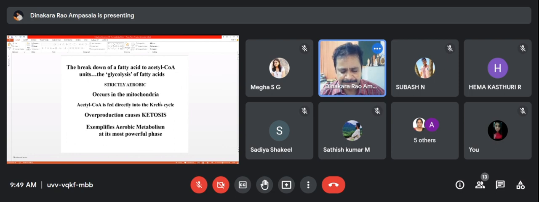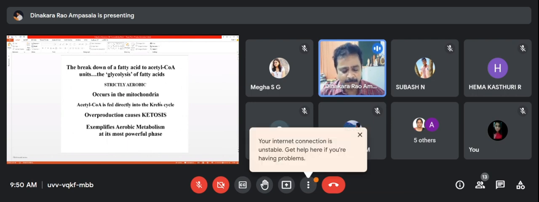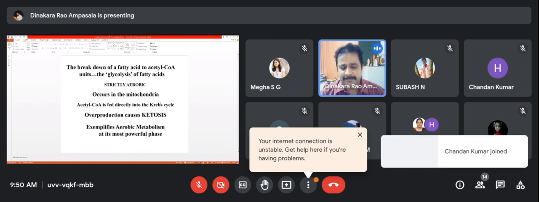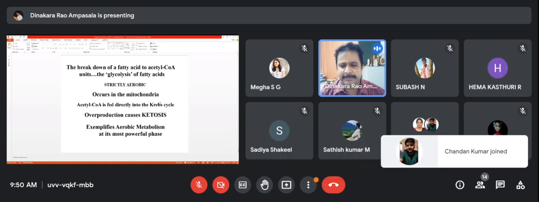So we have seen breakdown of glucose to pyruvate. Okay, here the fatty acid breaks down to acetyl-CoA molecule. So that we can call as glycolysis of fatty acids, and strictly aerobic conditions. So oxygen is required in this, and this reaction occurs in mitochondria. Okay, glycolysis of glucose occurs in cytosol, whereas fatty acid degradation occurs in mitochondria.